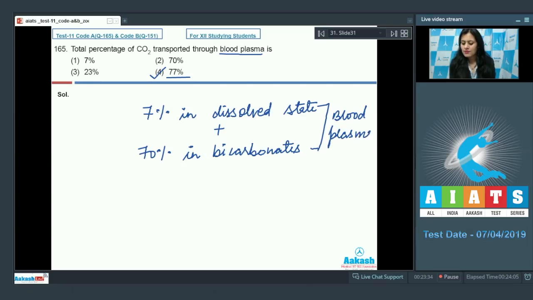In blood plasma. The rest of the options, 7% and 70%, are the incorrect options because the total percentage of CO2 is 77%, which is constituted by 7% and 70% of different forms of carbon dioxide. And the next option is 23%, and this cannot be a correct answer because 23% of carbon dioxide is transported in form of carbaminohemoglobin in RBCs. So the correct answer to this question is option number 4. Let's discuss our next question.